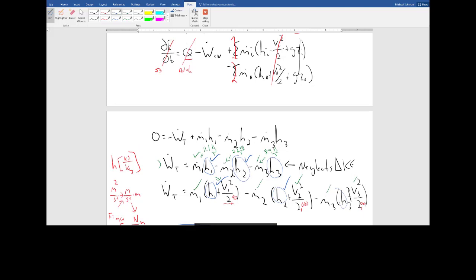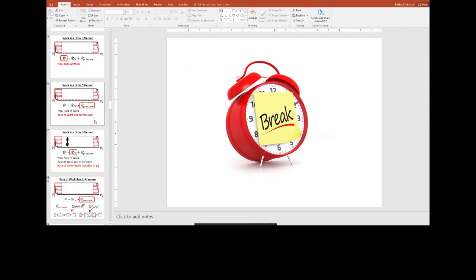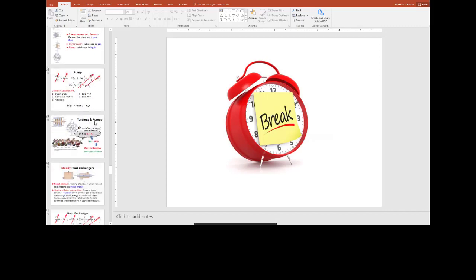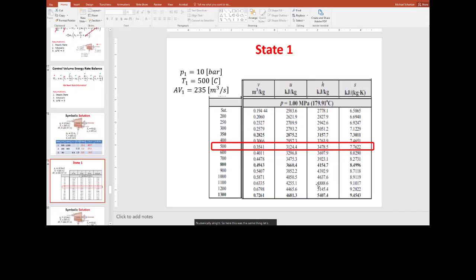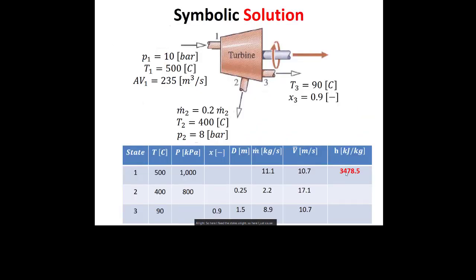All right, so I'm going to go back to the slides now to show you what happens numerically. So here, this was the same thing. Here I fixed the states. Because we were at 10 bar and 500 degrees, we pick off this number, and we put it in our state table.